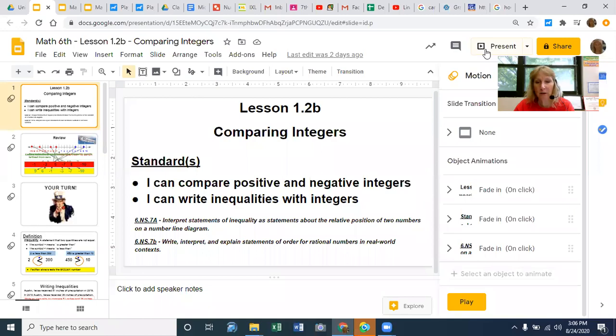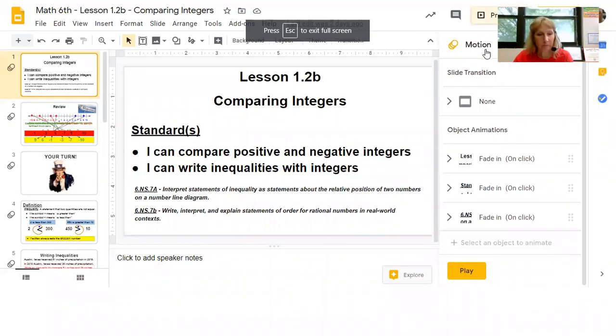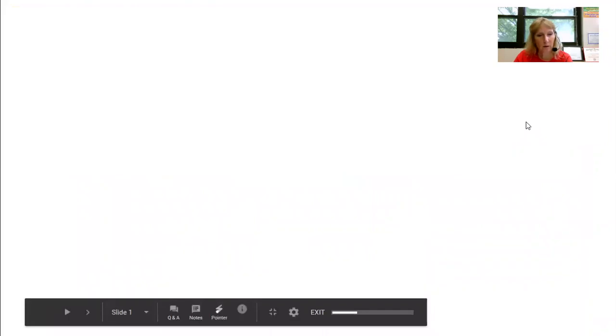Hello, this is lesson 1.2b. Today we are going to be talking about comparing integers. So let's get started. Share my screen with you. And we'll start our presentation. All right, here we go.